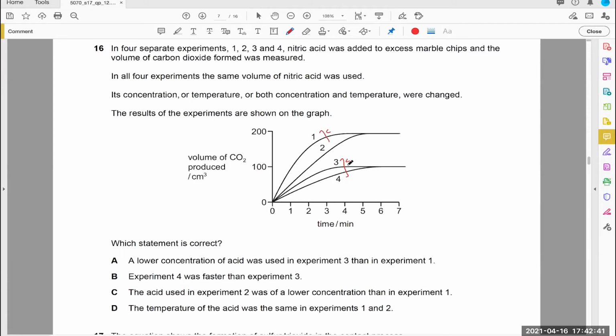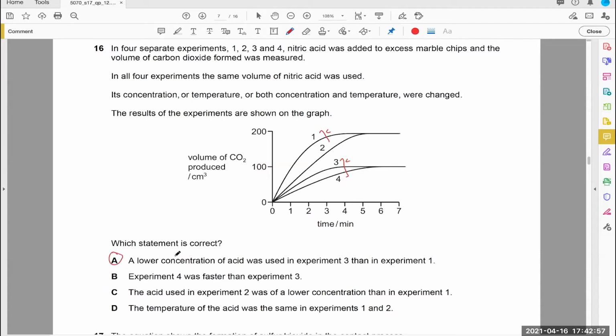Okay, let's see. A lower concentration of acid was used in experiment 3 than in experiment 1. That is true because you were getting less product out. So concentration increase करने से product amount will also increase. So this is true. So A is our answer.